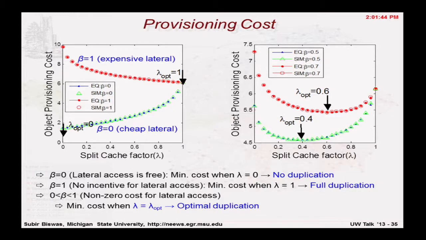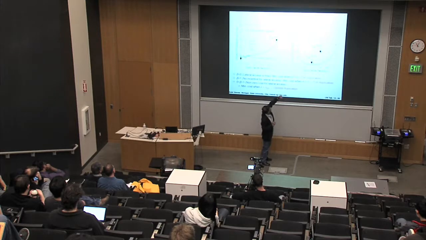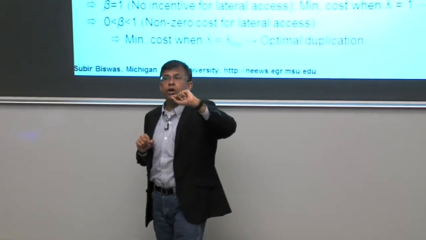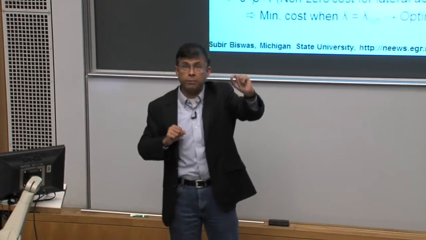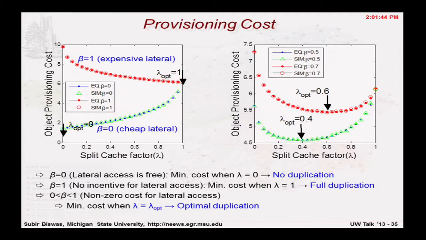Now if beta is somewhere in between, so for example, in this particular case, beta equal to 0.5 and 0.7, meaning that your lateral download cost is cheaper than vertical download, so Amazon is going to be paying less in terms of delivering content. Then indeed there are points at which your cost is going to be minimized, and that gives a specific lambda opt, meaning that now you'll be able to dimension how much duplication you want to do in a node versus how many unique objects you want to keep in the network. Okay, so that's really what this is talking about.